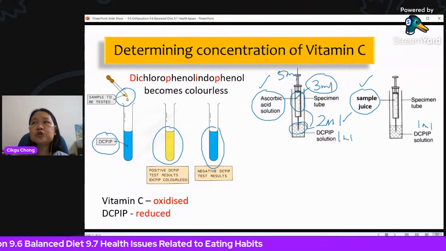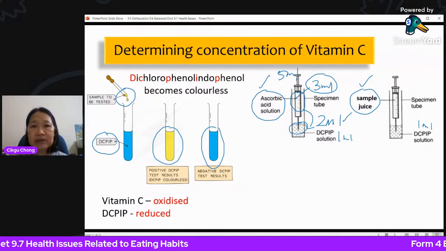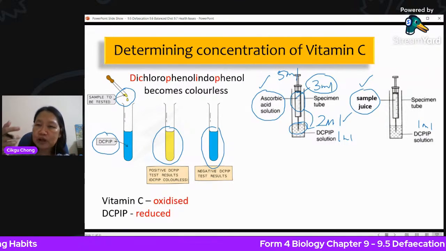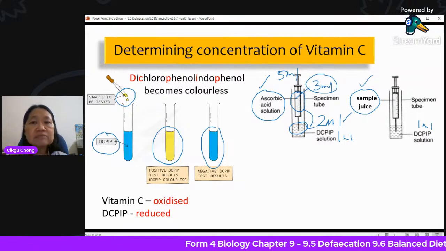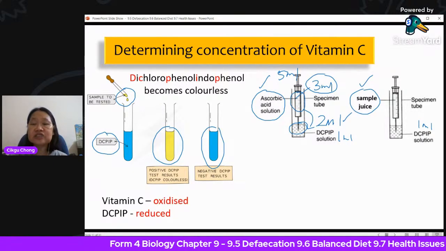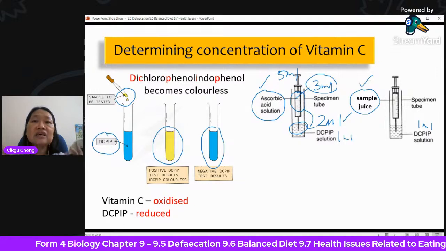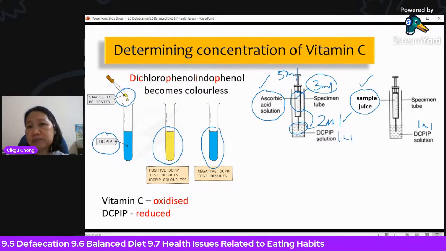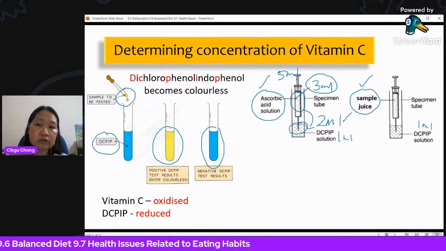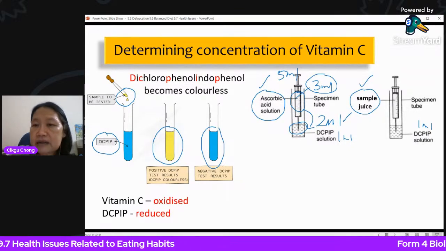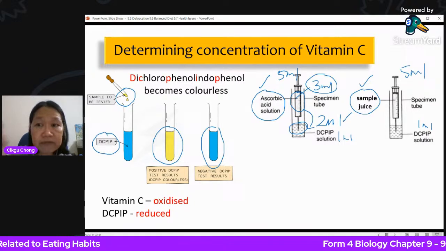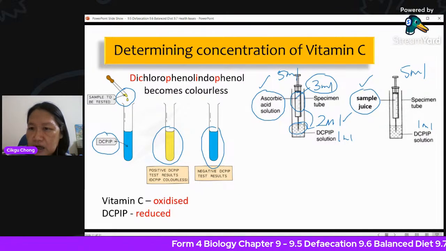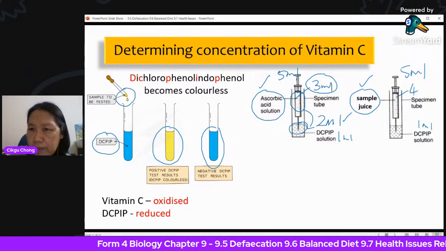You cannot wait until it becomes colorless. It will not be colorless because your sample juice is already orange. So you have to add in until it becomes the same color as your sample juice. That is actually when your DCPIP is already decolorized. If you're using lime juice, you must make sure it becomes yellow, depending on the color of your juice. So let's say now this is 5 ml, at the beginning you put in 5 ml, and now you are left with, let's say, 4 ml.